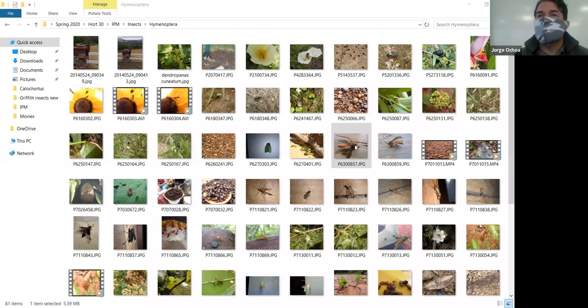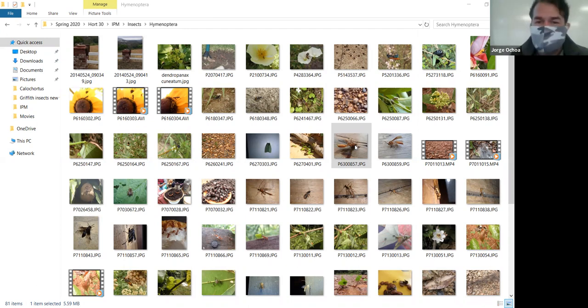And it's talking about the membranous veins on the wings of this group of insects. And the veins become very important when you're determining the different groups of wasps that are out there. But there's going to be three main categories. There's going to be wasps, there's going to be bees, and there's going to be ants. Okay, and we'll figure out those soon.